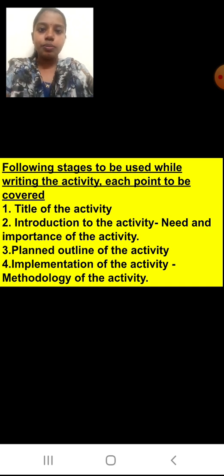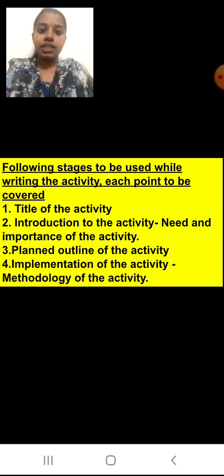So the first one will be the title of the activity. Second, introduction to the activity. Third, need and importance of the activity: why you chose that topic and what is the importance of that topic, you can mention here. Fourth, planned outline of the activity.